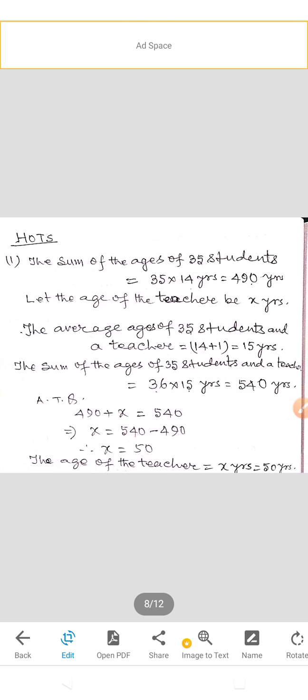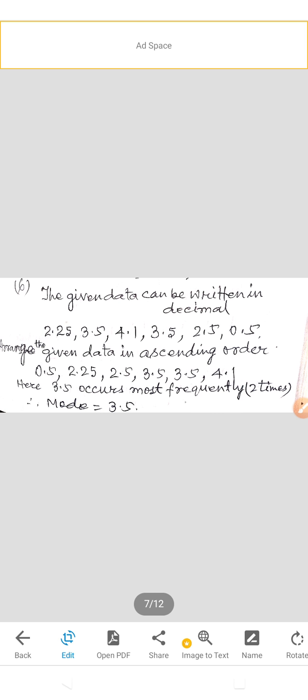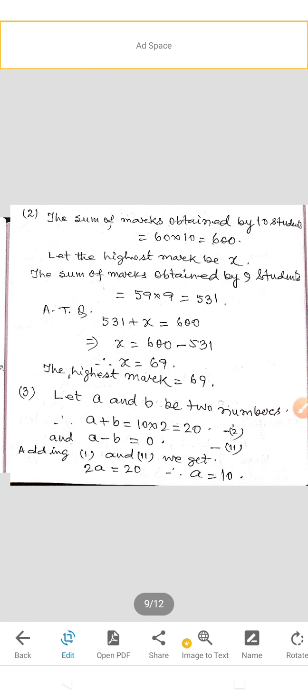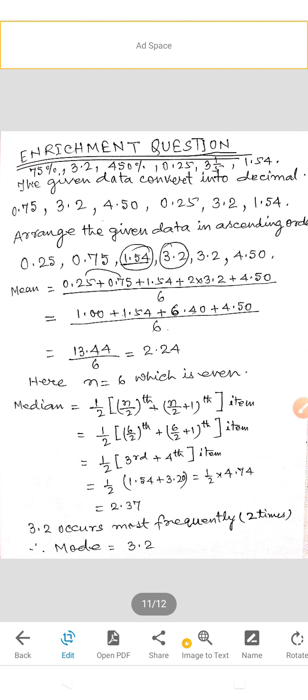Now question number 7. The results of pass percentage of class 10 and 12 in the CBSE examination for 5 years are given below. Draw a bar graph to represent the data.